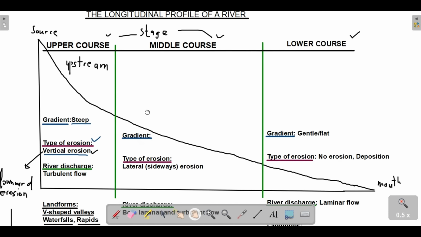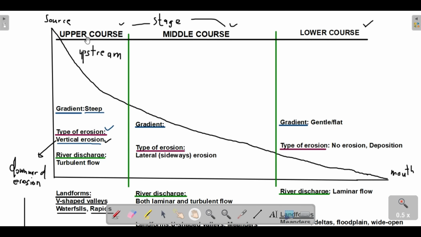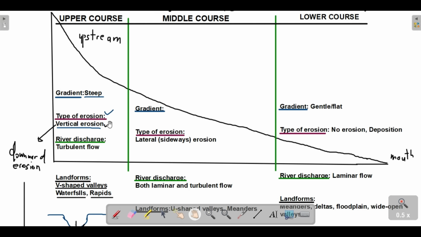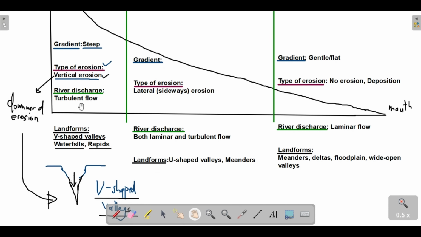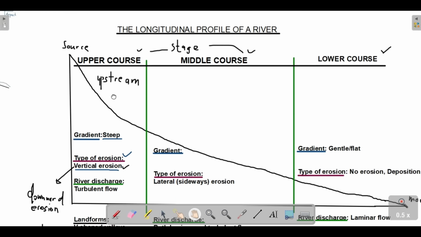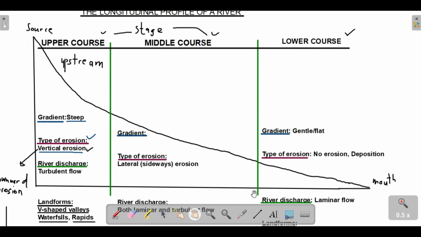Right, so we move on. That is the upper course, and its characteristics: a steep gradient, the type of erosion is vertical erosion, the type of river discharge is turbulent flow, and the landforms you get there are V-shaped valleys, waterfalls, and rapids. So moving from the upper course, you head on towards the middle course. Now the middle course has a gradient that is between steep and gentle. So we will write here that the gradient decreases from the upper course.